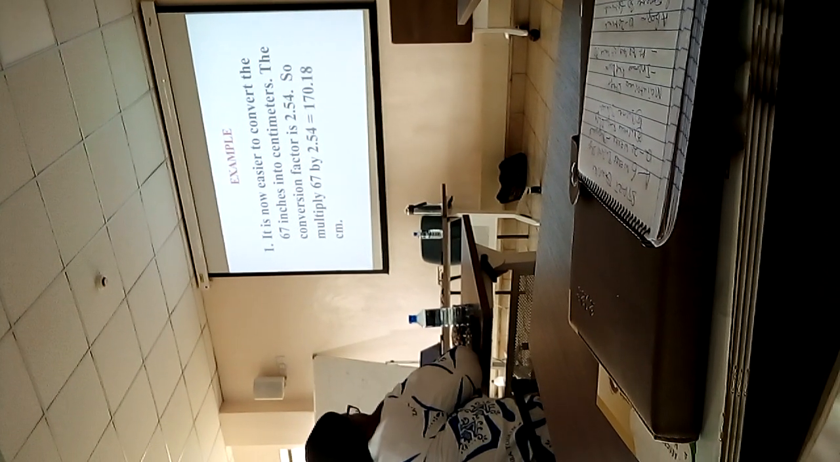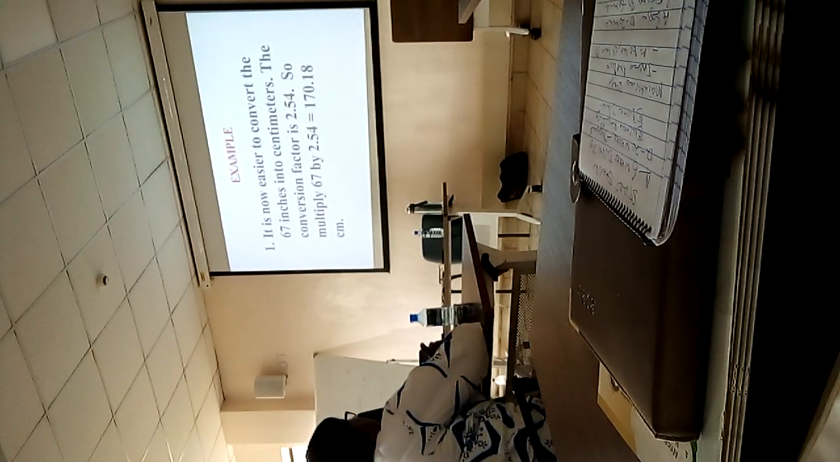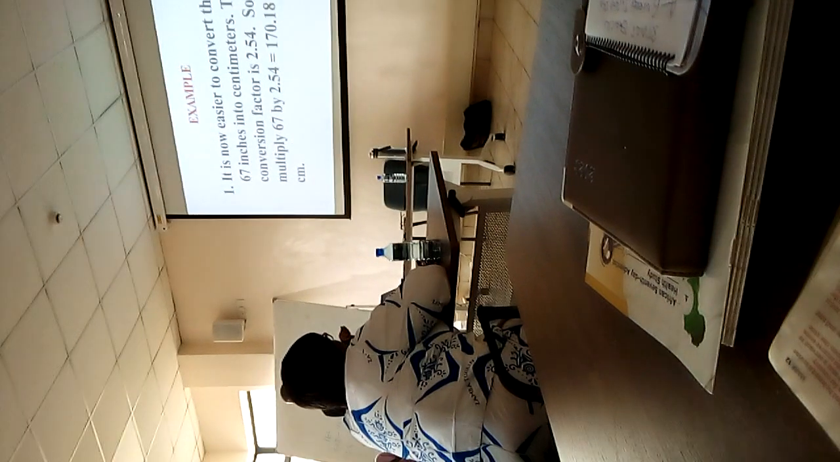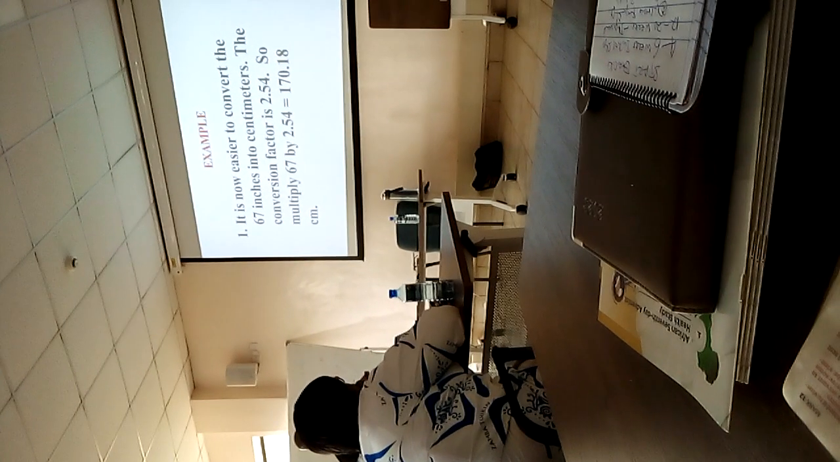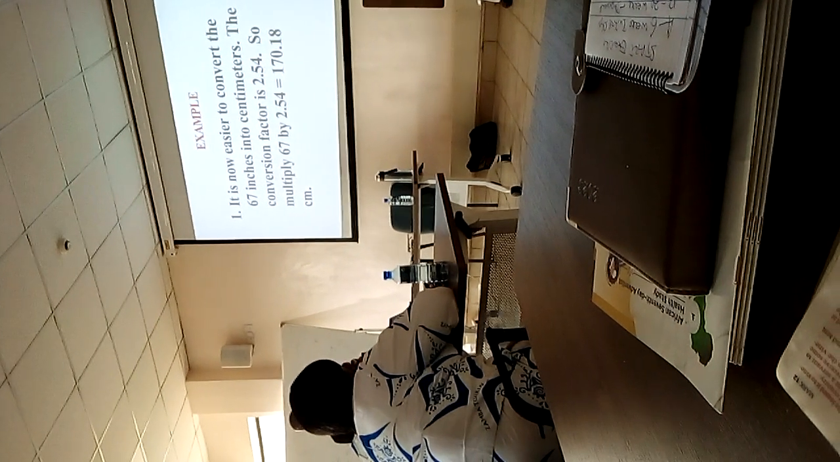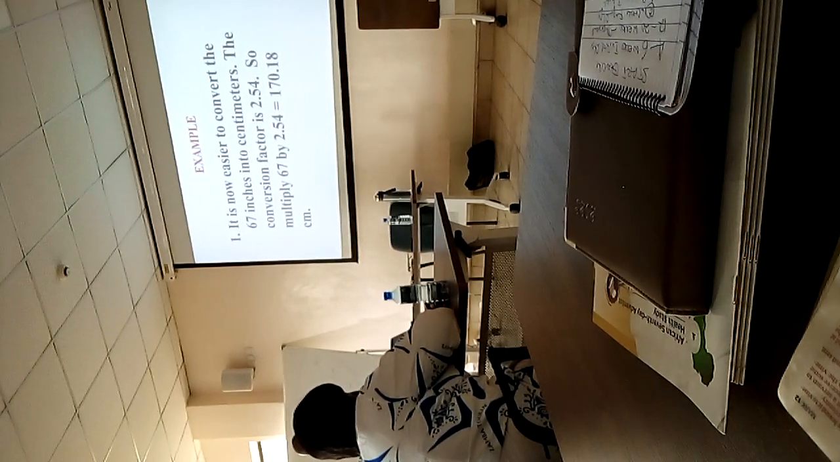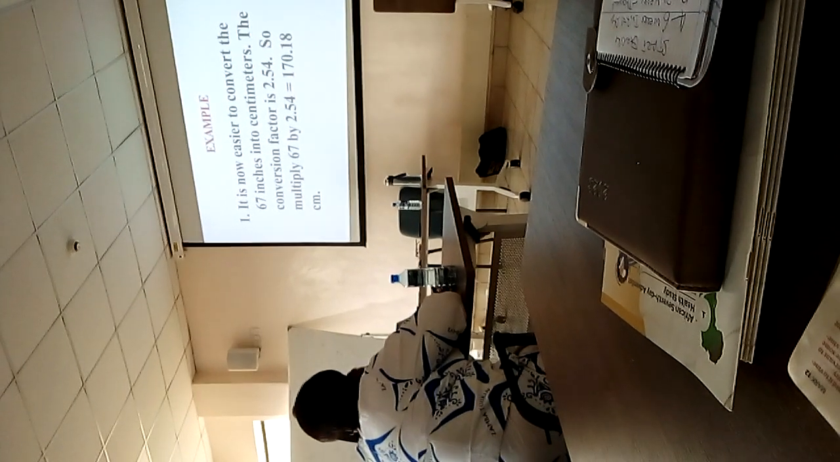It is now easier to convert the 67 inches into centimeters. It also has a conversion factor. Conversion factor is what? 2.54. So you just multiply. So multiply 67 inches by 2.54, which is the conversion factor, and you get it in what? Centimeters. We are getting closer to meters. Who is confused until this point? Is she okay?